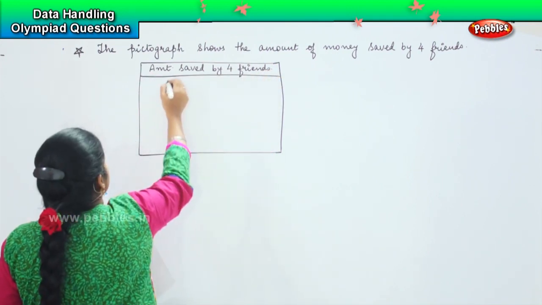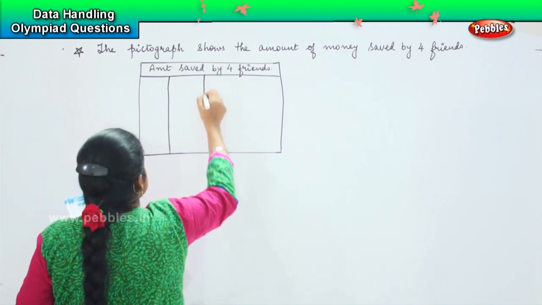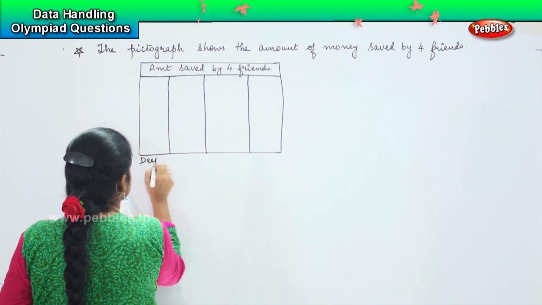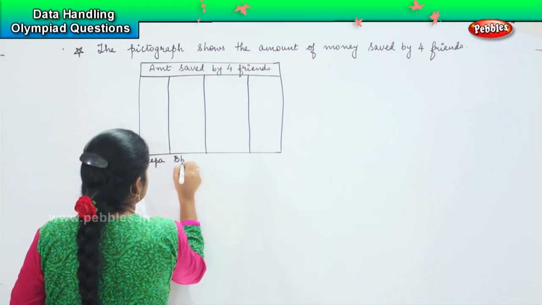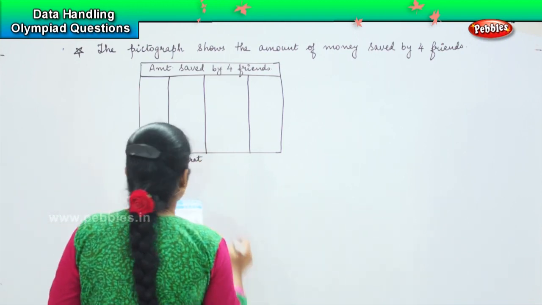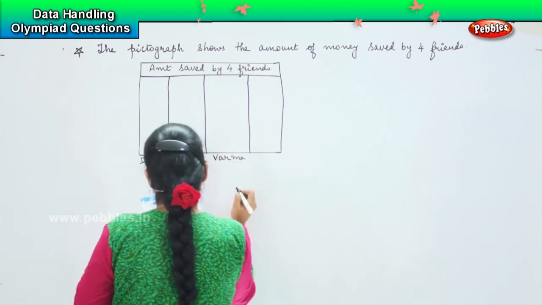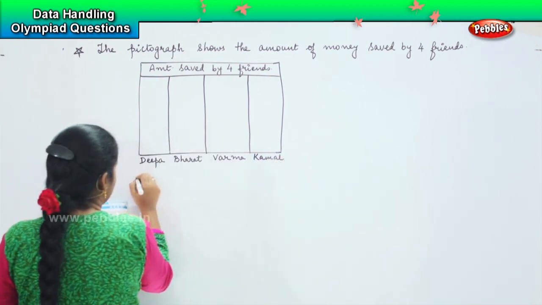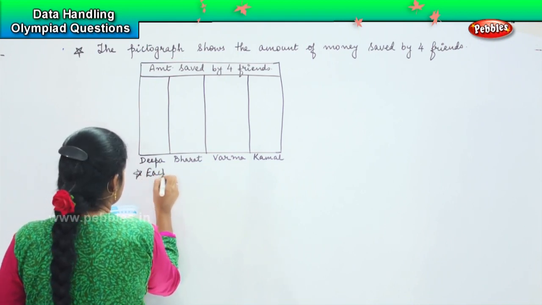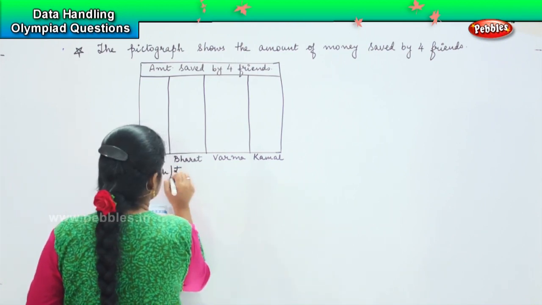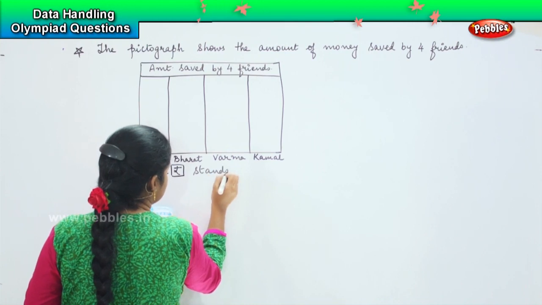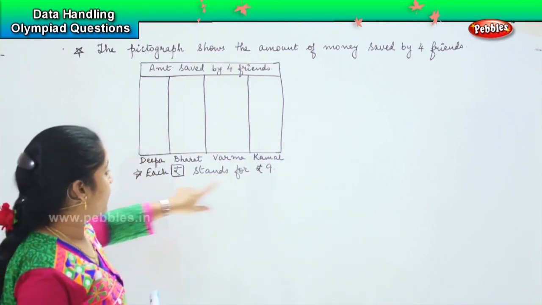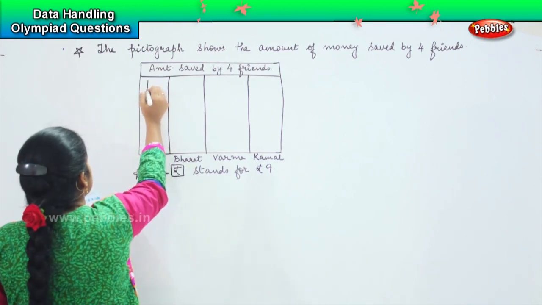Okay, so there are four columns. The first one is Deepa. Second one is Bharat. Third one is Verma. And the fourth one is Kamal. And they have also mentioned one more information, that each rupee symbol stands for 9 rupees. Okay, so each symbol of this represents 9 rupees. Clear?